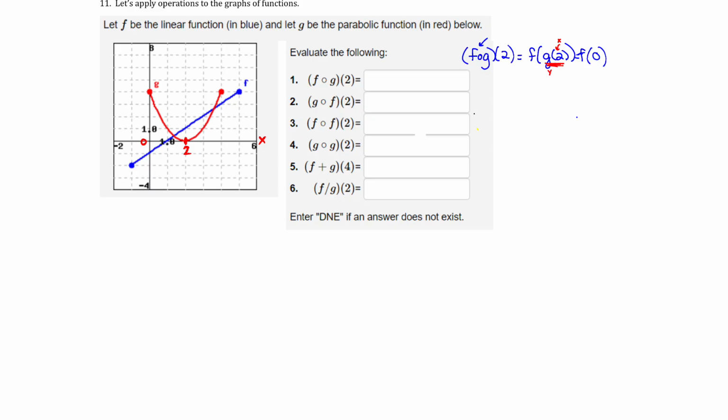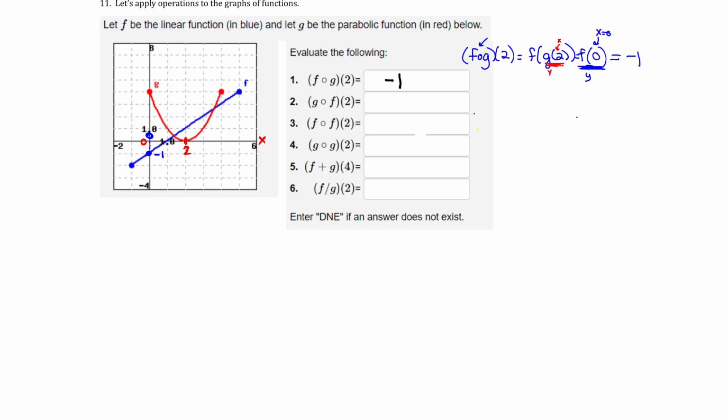Okay, so now I have to go to the blue curve, and I look. When X is 0, what is its corresponding Y value? What is F of 0? So we go over here. When X is 0, what is the Y value? Notice that puts me right here, and so my Y value is actually negative 1. And so we would state that, okay, good. Here we go. F composed with G of 2 is going to give me negative 1.